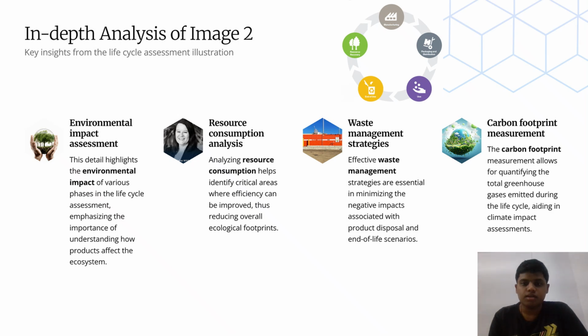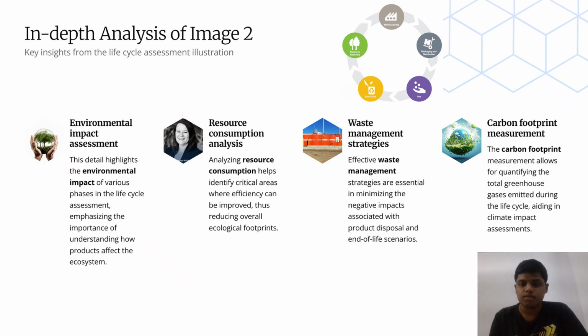Now, as per the image provided in the PPT, the key insights from the life cycle assessment illustration are, first, environmental impact assessment. This highlights the environmental impact of various phases in the life cycle assessment, emphasizing the importance of understanding how products affect the ecosystem. The second one is resource consumption analysis. Analyzing resource consumption helps identify critical areas where efficiency can be improved, thus reducing overall ecological footprints.